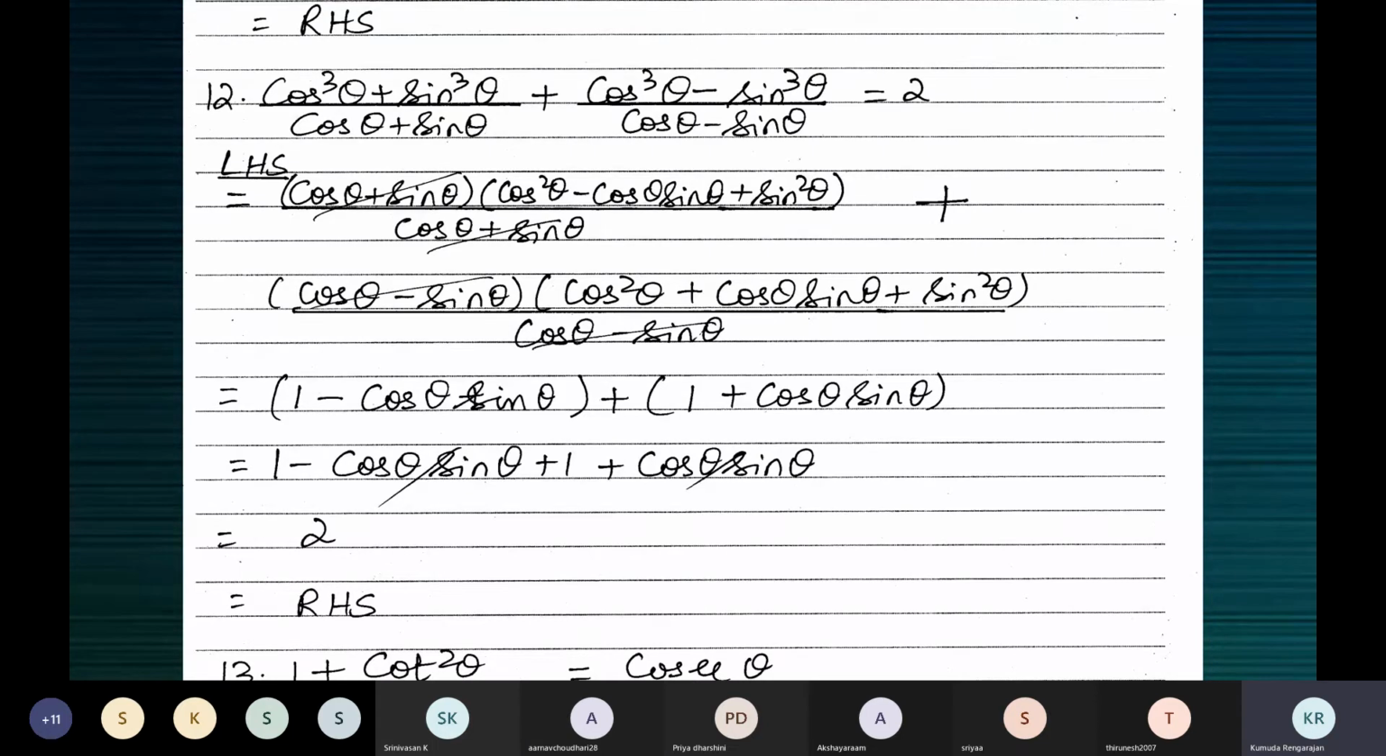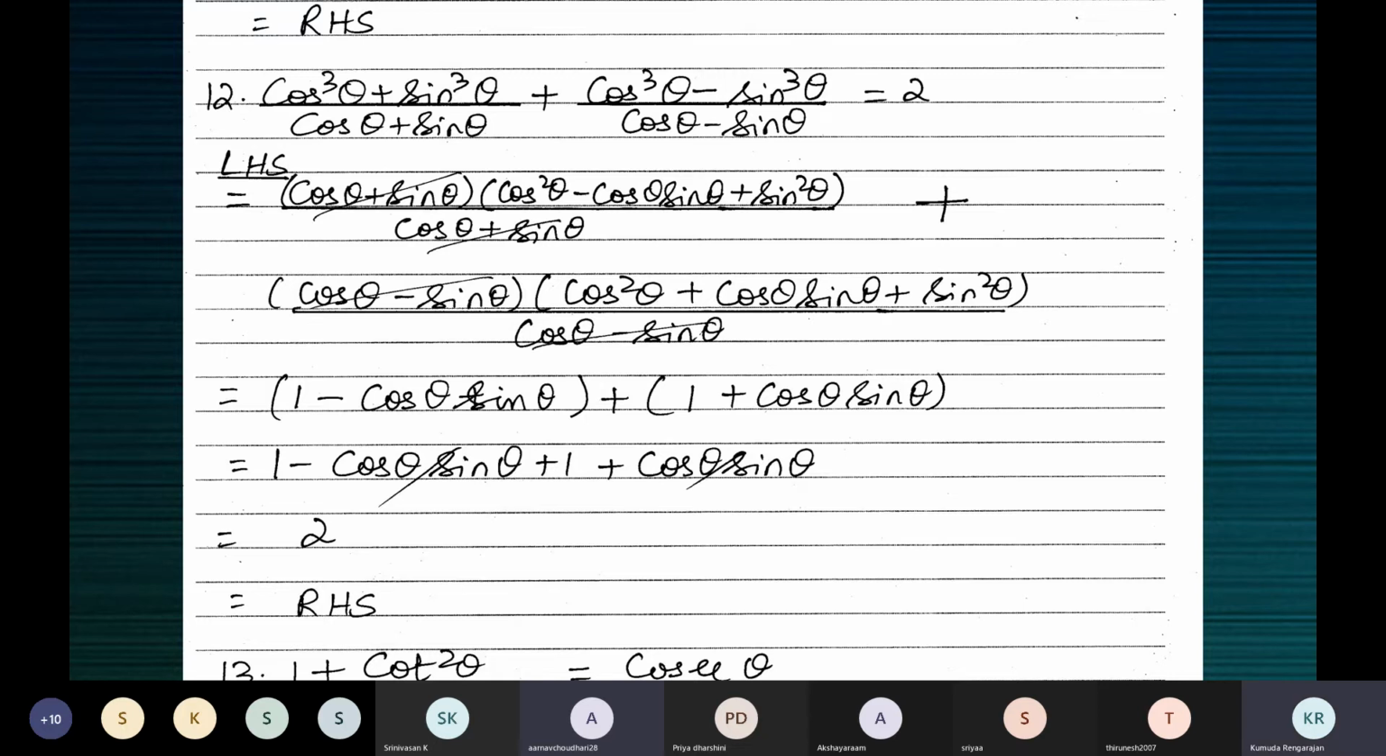Tell me the identity. What is a cube plus b cube equal to? A plus b into a square minus ab plus b square. I can't hear you. A cube plus b cube plus 3ab into a plus b, also. No, a cube plus b cube, come again. Okay, a cube plus b cube is equal to a plus b into a square minus ab plus b square.